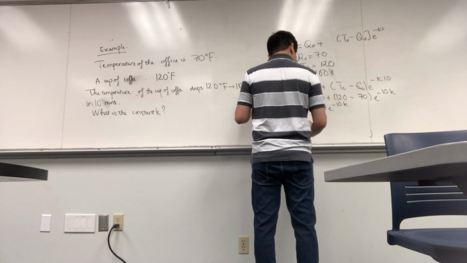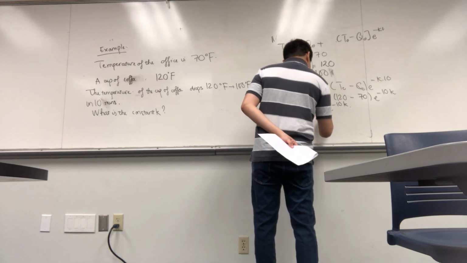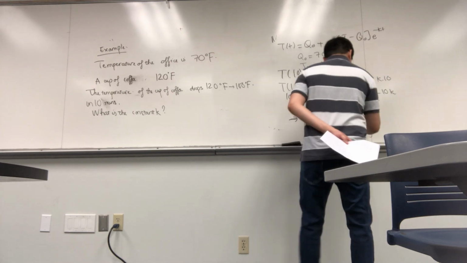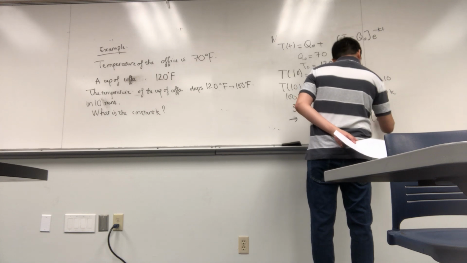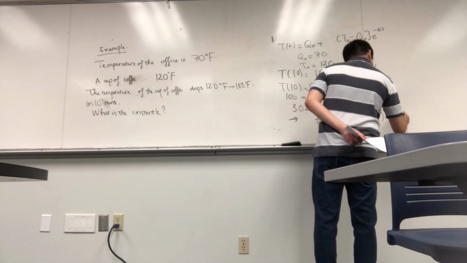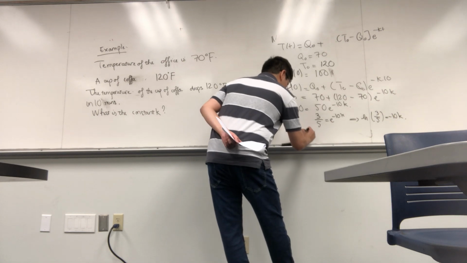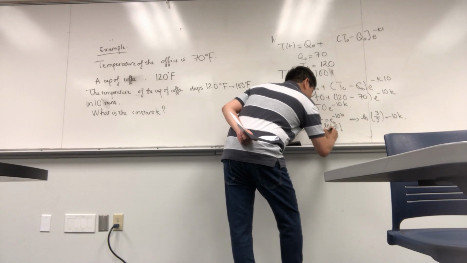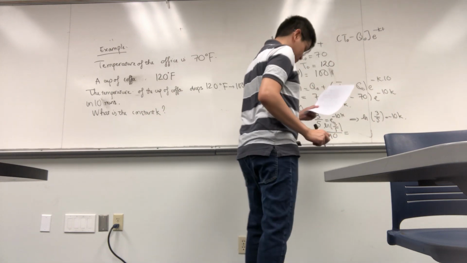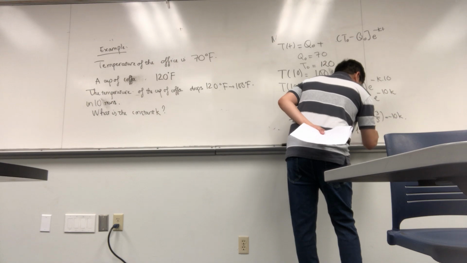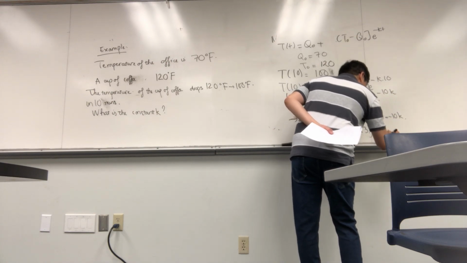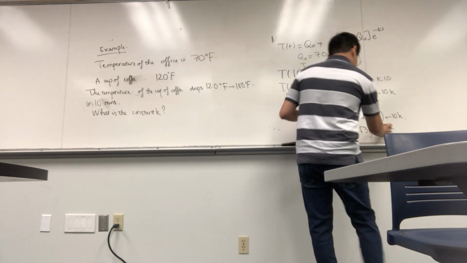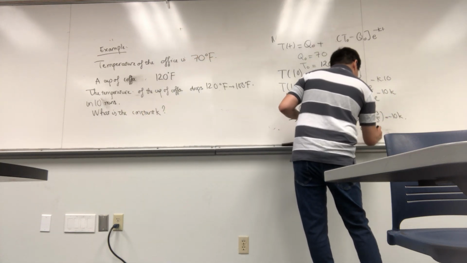So you can find this: you have 3 over 5 is e to the power minus 10k. So log of 3 over 5 is minus 10k. So k will be log of 3 over 5 over minus 10, and we can compute it. We have 0.05.